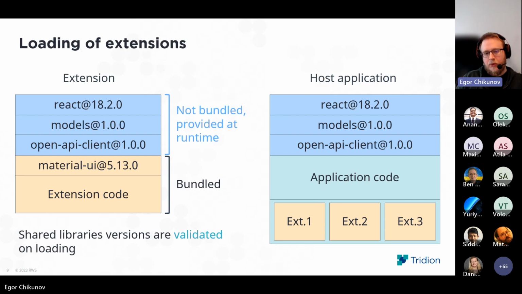And so what happens is when we load, let's say, extension 1, we're going to provide React, models and the OpenAI client from the host application, shared from the same memory, while everything else is going to be bundled in the extension itself. So this way, you can use any other library. It's going to be bundled together. But for the ones that are provided, you have to use the versions that are right now inside the host application. During the loading of an extension, we validate that the versions that you referenced when you were building your extension are in the range of versions that we support. Otherwise, there's going to be an error message about this.